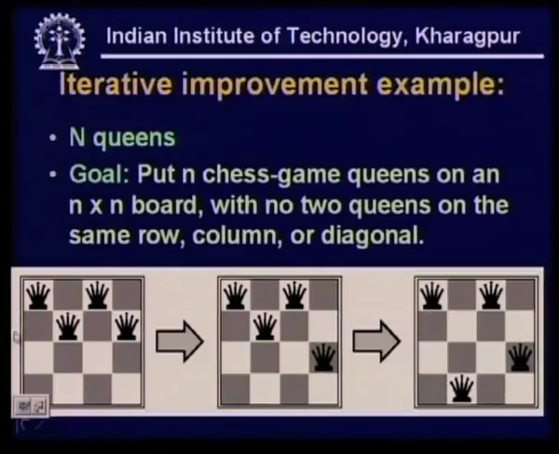We start with this state where this pair is attacking each other, this pair is attacking, this pair is attacking, this pair is attacking, this pair is attacking, and then we move to this configuration where this is attacking, this is attacking, this is attacking. Then we move to this configuration where this pair is attacking each other and none of the other pairs are attacking each other. So we have reduced the number of conflicts between queens.